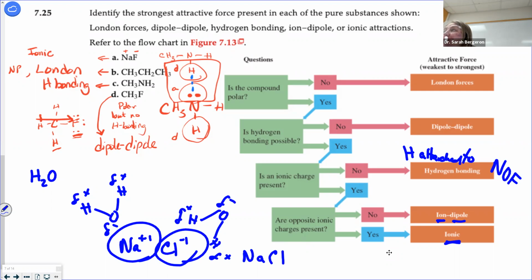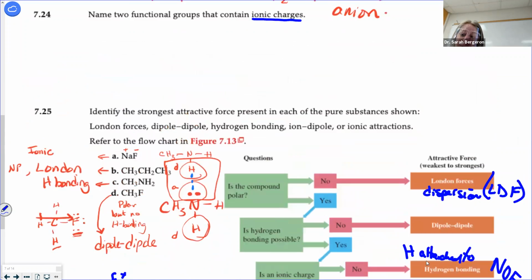Everything has London forces. Or London, have you heard London dispersion? People abbreviate it LD, London dispersion forces, LDFs, right? London dispersion forces just means that your electron cloud moves. It gets dispersed. Okay, so everything has London dispersion forces, everything.